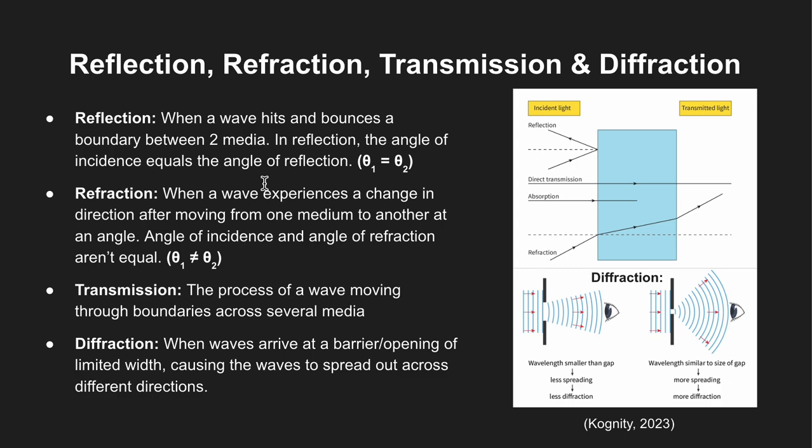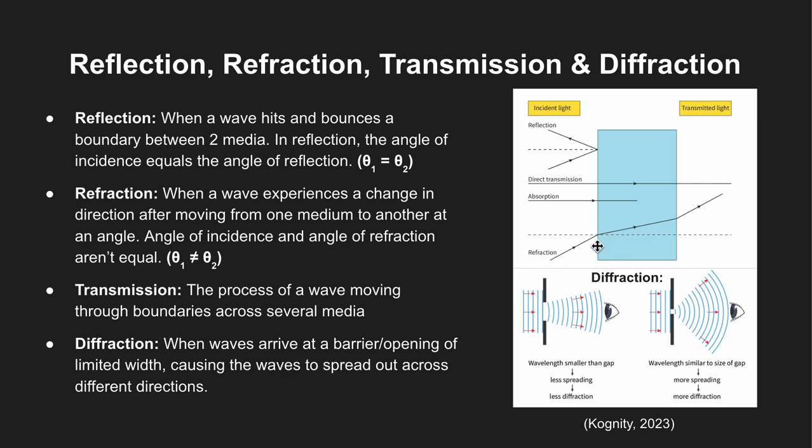Refraction is when a wave experiences a change in direction due to moving from one medium to another at an angle from the normal, as you can see here. And this change in direction is caused by the two media having different densities, which means that they would slow down the wave more or less, and that's what causes the change in direction.